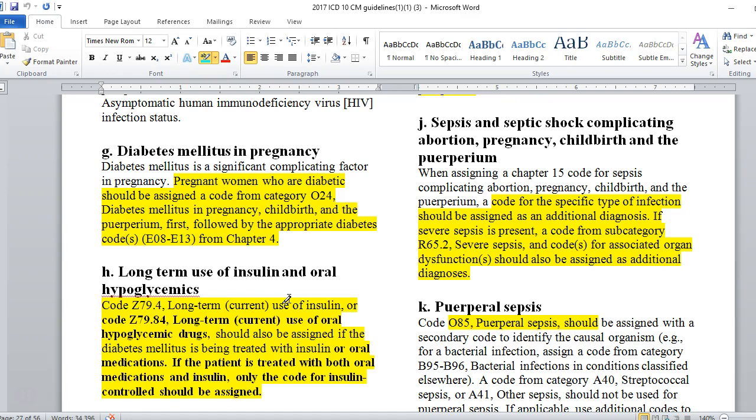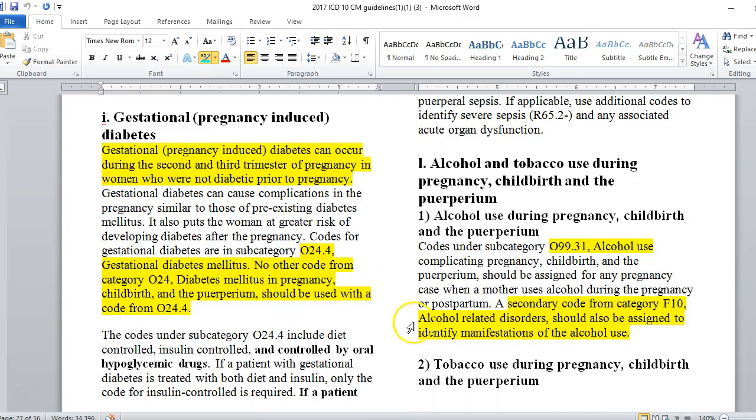Again, if they just take one, then you're only going to code one of the Z79 codes. If they take both, we only code Z79.4 because remember, insulin is injectable. All right, now gestational or pregnancy-induced diabetes can occur during the second and third trimester of pregnancy in women who are not diabetic prior to pregnancy. Gestational diabetes can cause complications in the pregnancy similar to those of pre-existing diabetes mellitus. It also puts women at greater risk of developing diabetes after the pregnancy.